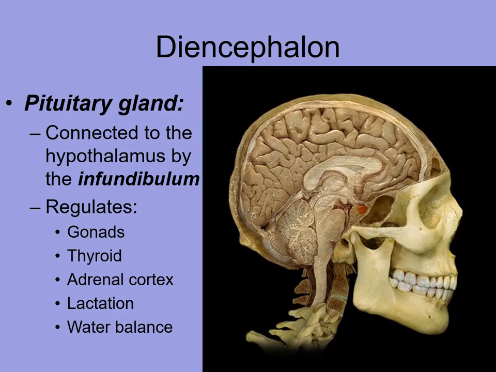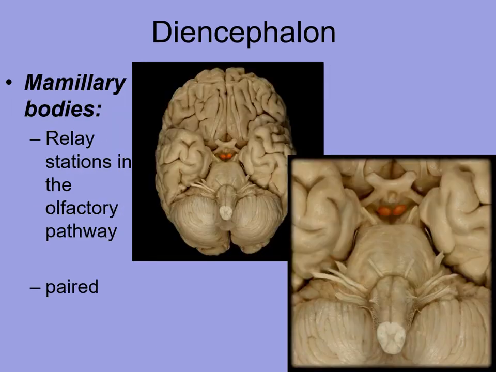But with the pituitary gland in general, it helps to regulate some of the other endocrine glands and the hormones secreted by there, such as the thyroid, the gonads, which are the ovaries and testes, the adrenal cortex. It's also involved with things like water balance so you don't get dehydrated. Now, the mammillary bodies, these are relay stations for the olfactory pathway. They are paired. So there's two of them there, as you can see, highlighted, enlarged.